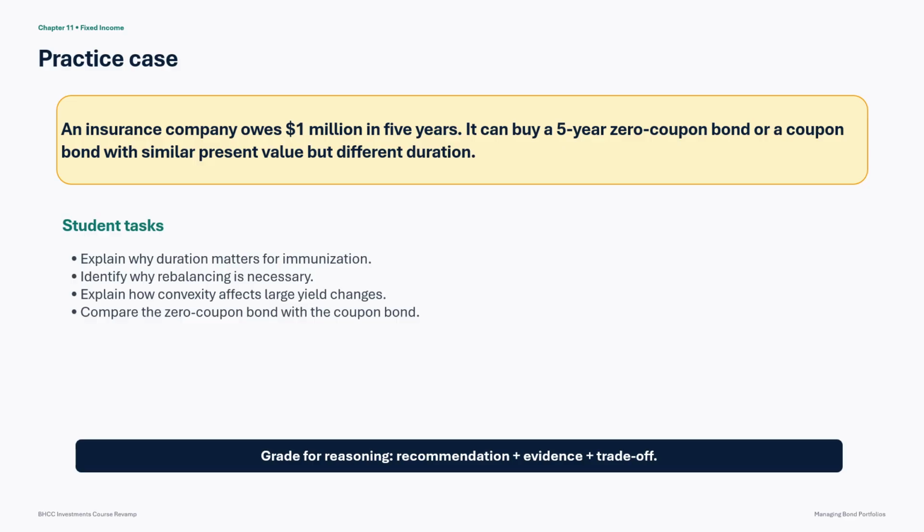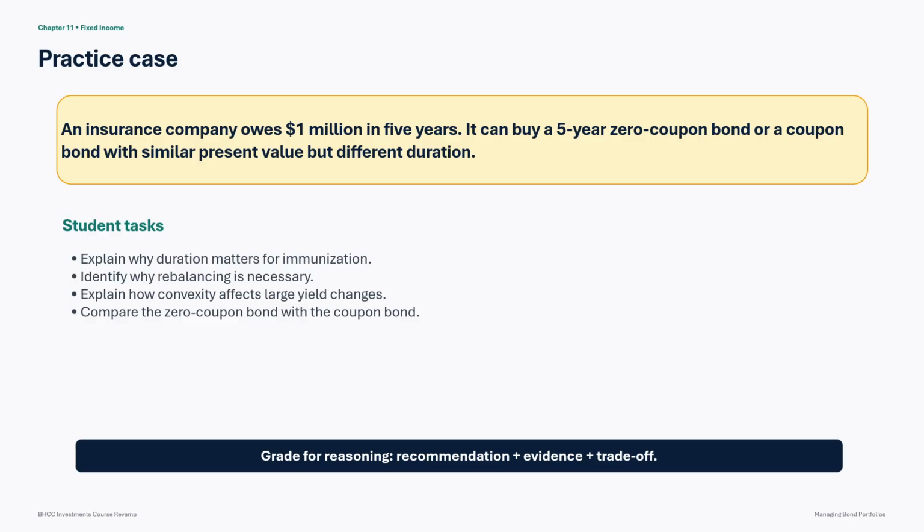For illustration, suppose the relevant annual yield is 5%. The present value of $1 million due in 5 years is 1 million divided by 1.05 to the fifth power. That is approximately $783,526. Investing that amount in a default-free zero paying $1 million at maturity would match the nominal liability.